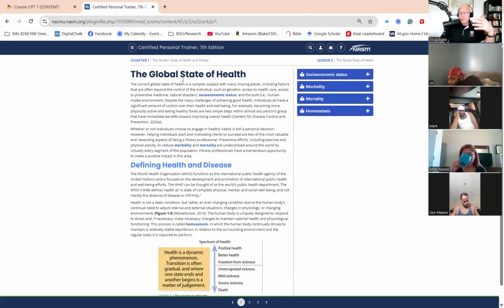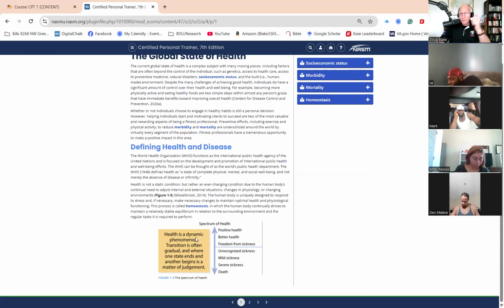Now they're going to give you a little bit of a backstory about the global state of health. I'm always looking for figures, tables, and charts. Here you have figure 1.3, the spectrum of health. I don't think this is too challenging. Has anybody got a challenge trying to understand this? There's a spectrum. We go from death, by the way, that's not good for business as a trainer, people dying, we don't want that. Death all the way up to what would be considered positive health. Some people would say athletes, not necessarily, but some people would say that. And this is just chapter 1.